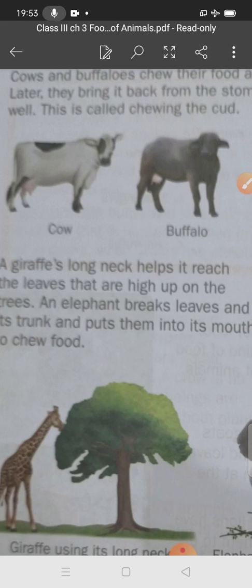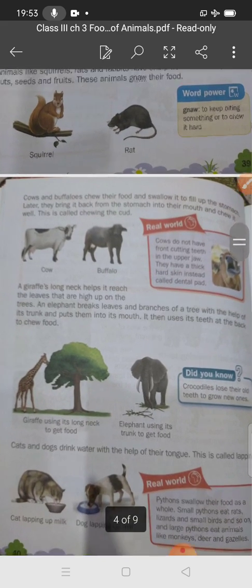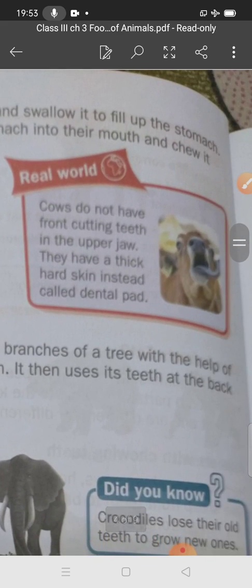And students, there is a cow also. Cows do not have front cutting teeth in the upper jaw. Listen carefully. Instead of this they have a thick hard skin, and this is called the dental pad.